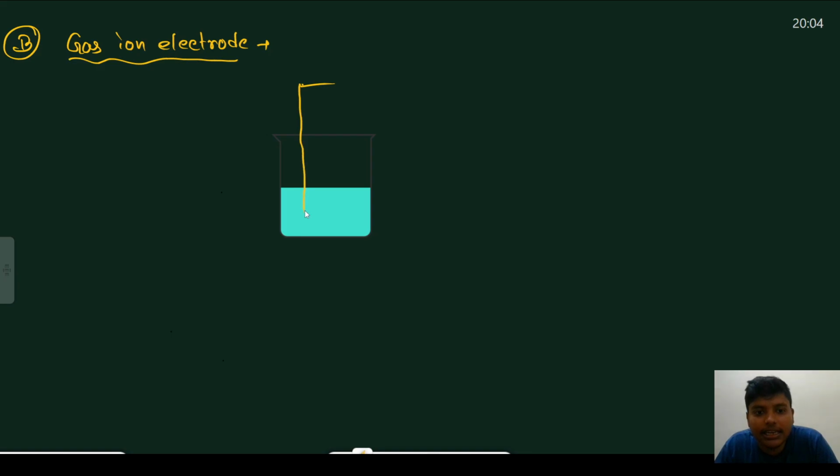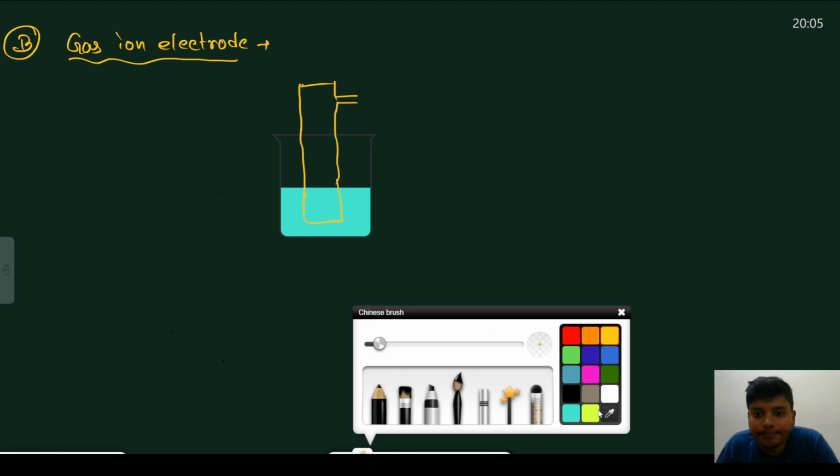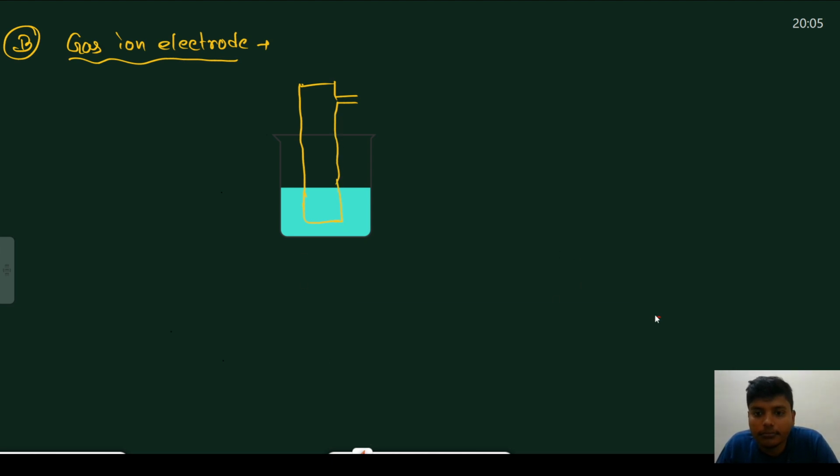See, this gas electrode looks like this. Here one hole is there, and one inert electrode will be attached in this electrolyte. And you will add the gas here. The gas will come here. In that inert electrode the gas will deposit, and these are the gas ion electrodes.